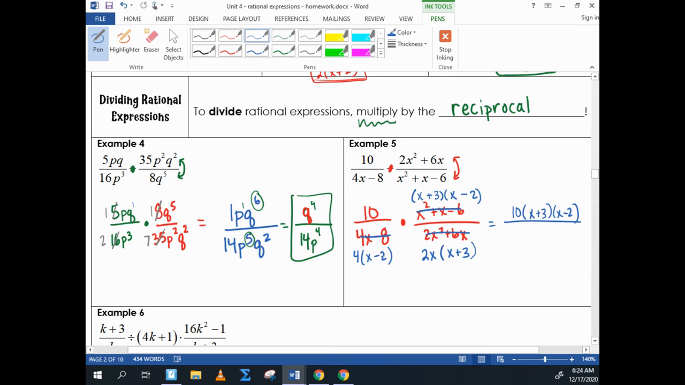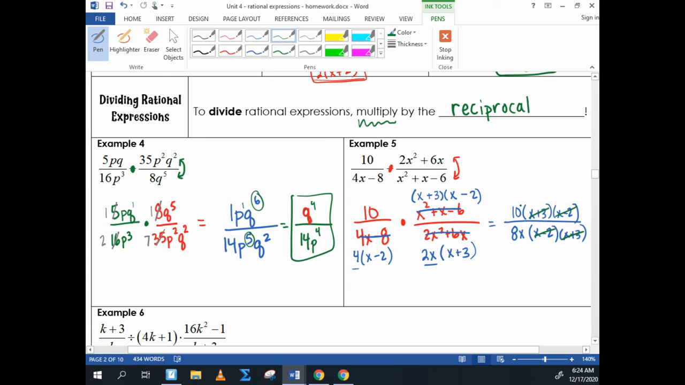On the bottom right here, I'm going to go ahead and multiply my monomials together. So I got 4 times 2x, or 8x, times x minus 2 times x plus 3. All right, I, again, get rid of my binomials first. I see an x plus 3 in the top and the bottom, x minus 2 in the top and the bottom. Those divide off. And then I look at my numbers.